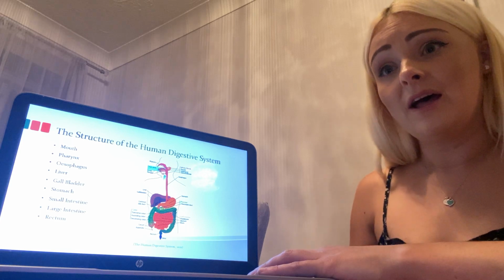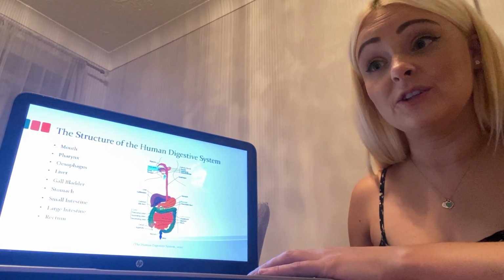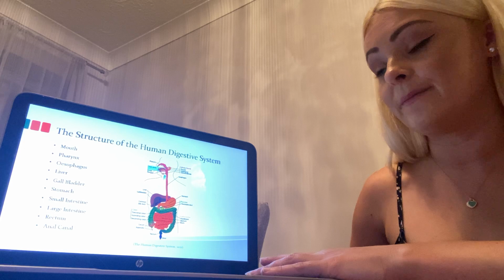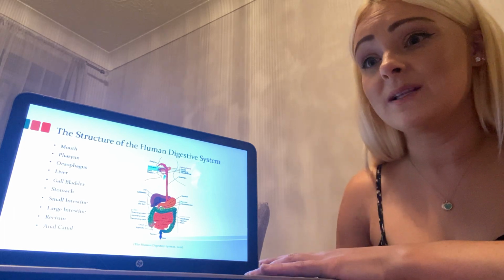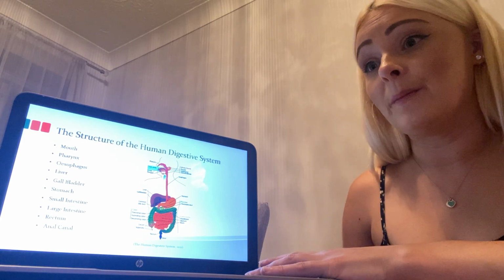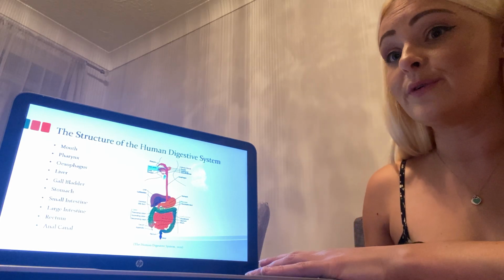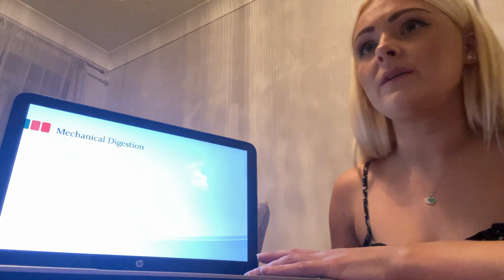The rectum acts as temporary storage, and feces is located at the end of the digestive system, which then leads to the anal canal, which is the last part of the system, where the feces are excreted through the digestive tract.